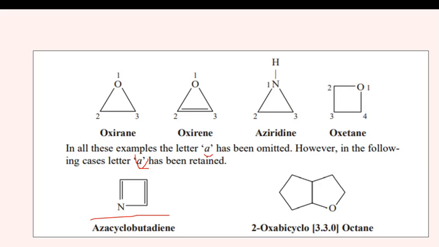So in this case, it is azacyclobutadiene. In this, a is retained. Similarly, in this structure, 2-oxabicyclooctane. In this also, a is retained. But here, in oxirane, a is omitted. So sometimes we have to omit a and sometimes we have to retain it.